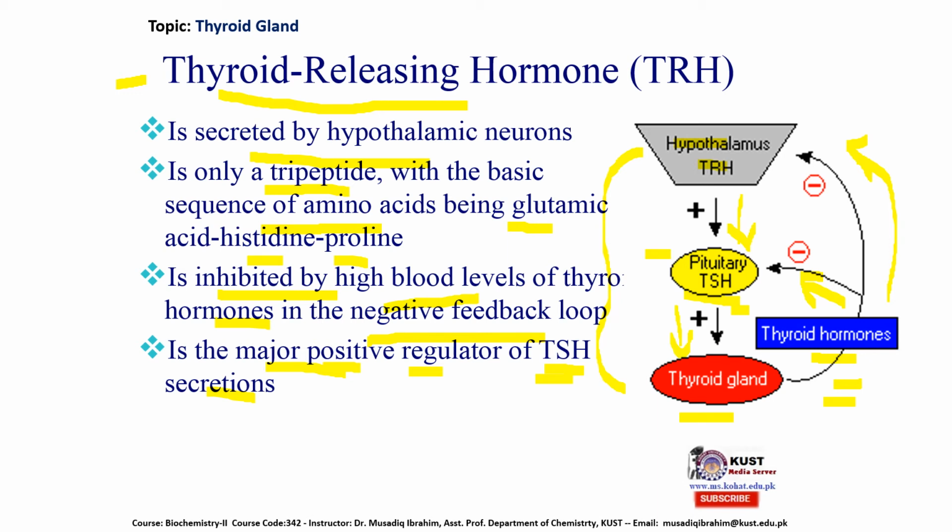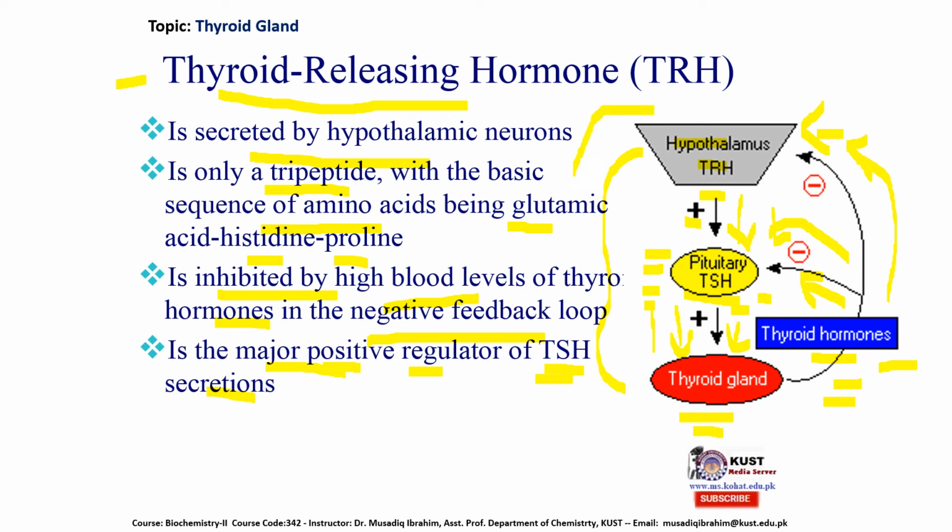So what the T4 and T3 hormones are doing is sending negative feedback to the thyroid releasing hormone to stop further positive stimulation of the pituitary gland for the further release of thyroid stimulating hormone. Similarly, the thyroid hormones also have a negative feedback loop effect on the pituitary gland to stop the secretion of thyroid stimulating hormone, so that it cannot further stimulate the thyroid gland for the synthesis and secretion of thyroid hormones.